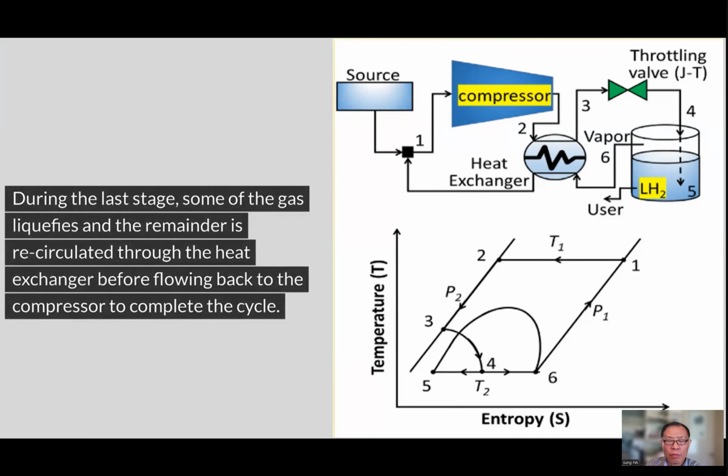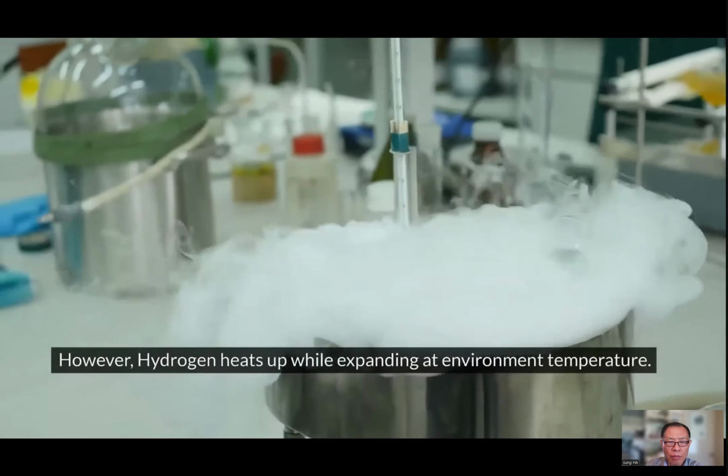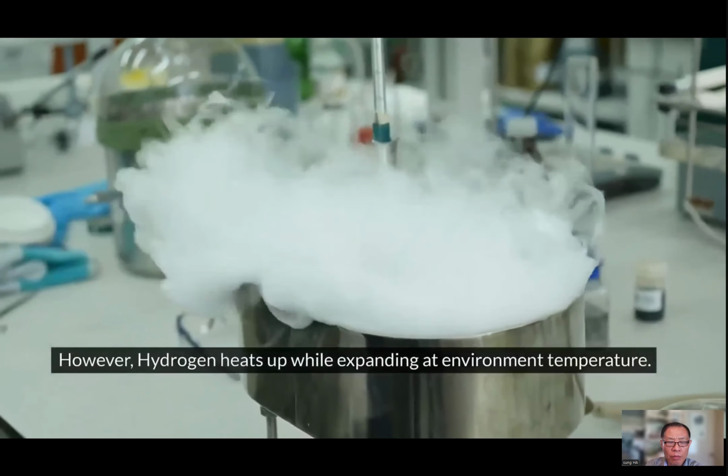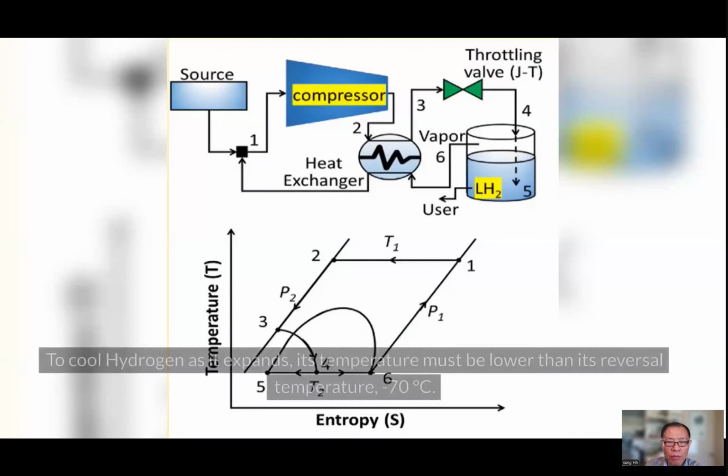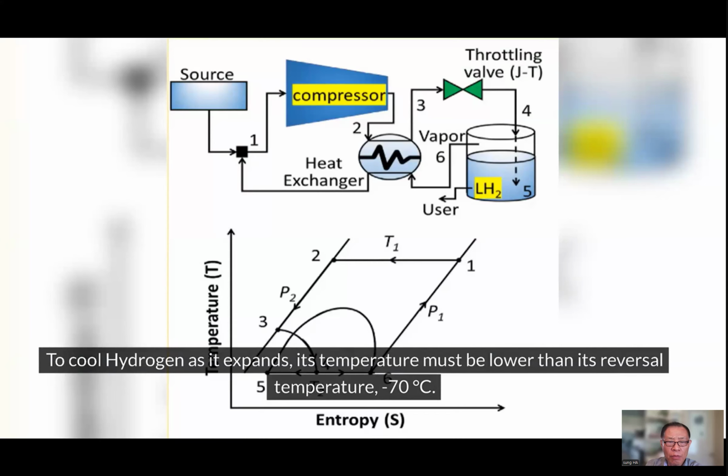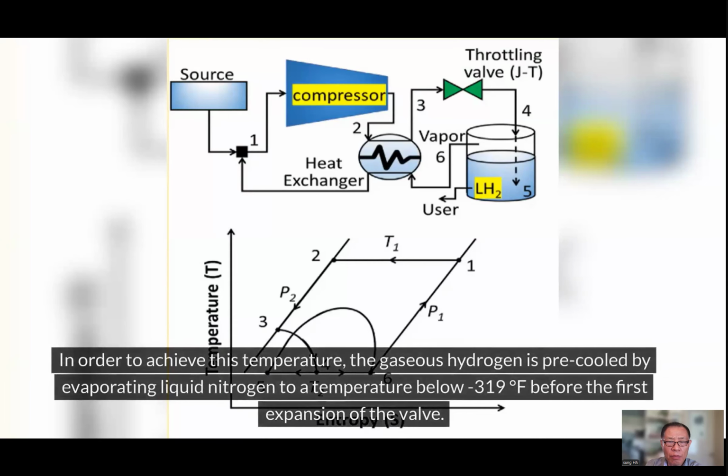The Linde cycle works on gases, for example nitrogen, which cool as they expand at environment temperature. However, hydrogen heats up while expanding at environment temperature. To cool hydrogen as it expands, its temperature must be lower than its reversal temperature, minus 70 degrees Celsius. In order to achieve this temperature, the gaseous hydrogen is pre-cooled by evaporating liquid nitrogen to a temperature below minus 319 degrees Fahrenheit before the first expansion of the valve.